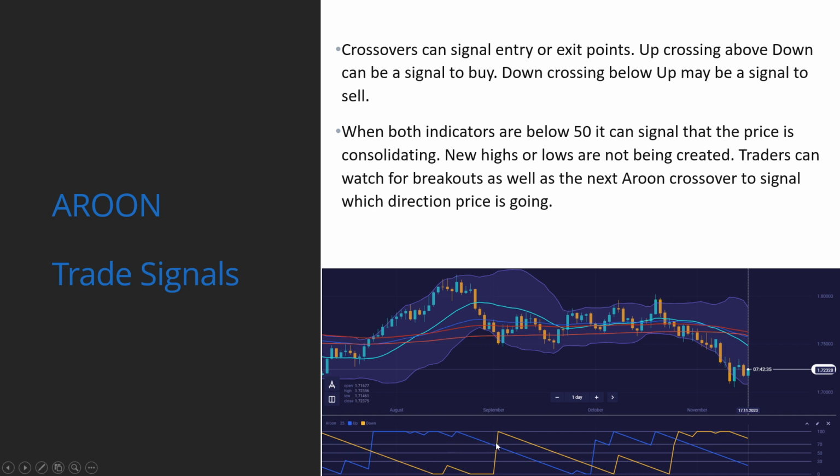A cross here would be a signal to sell. Same thing here, good sell signal. A cross from up here is a good buy signal. Now, when both indicators are below 50, below this line, that means that nothing is going on. It's a consolidation, and you should probably use a different indicator like the Bollinger Bands to trade in that consolidation.